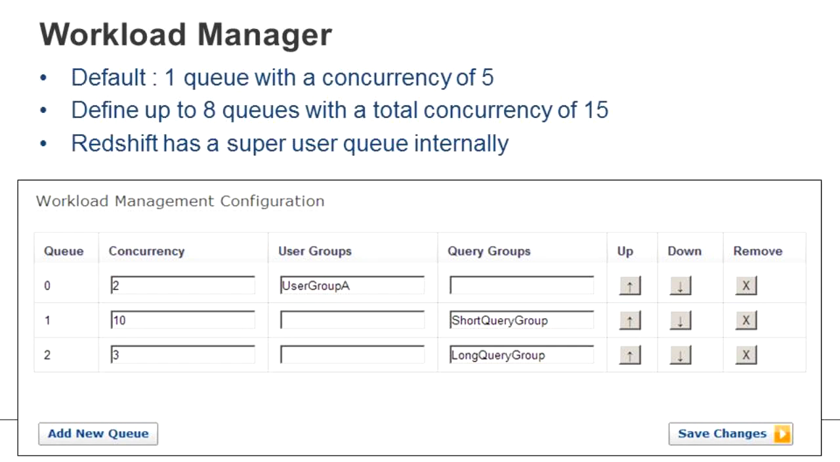And here is a screenshot from our management console that has the WLM settings. It's fairly simple. You just have to set the concurrency, and you can go up to 8 queues total. However, the concurrency says 15, so all of that has to add up to 15. Your default is 1 queue with 5 concurrent queries, and beyond the 15, we actually have some slots available to us so that we can manage your cluster. So you can set up user groups or query groups, and things will get queued up and routed accordingly as they come in.